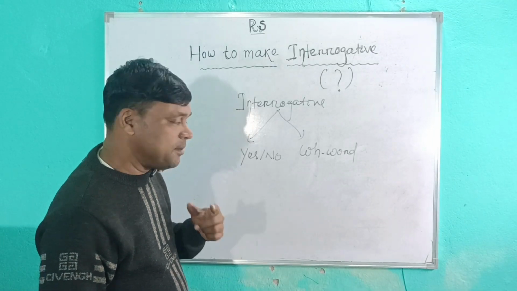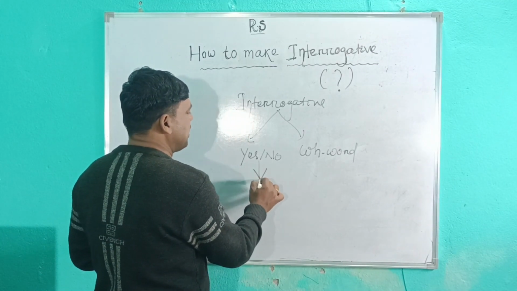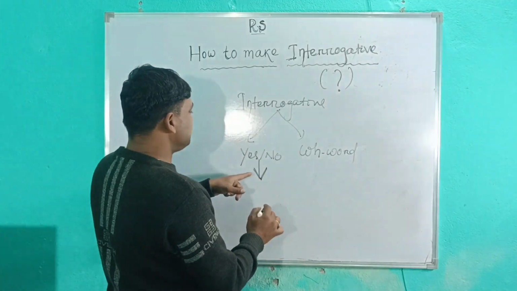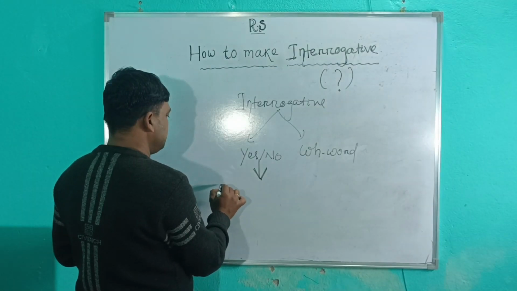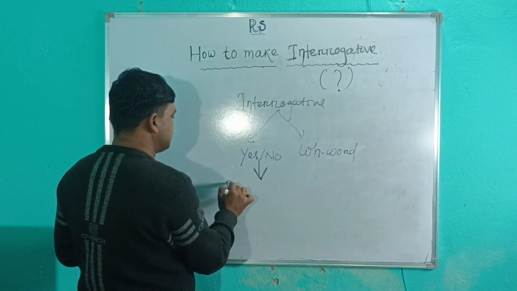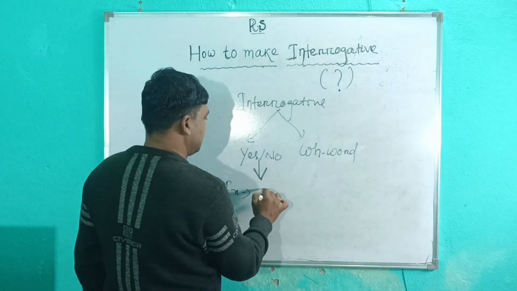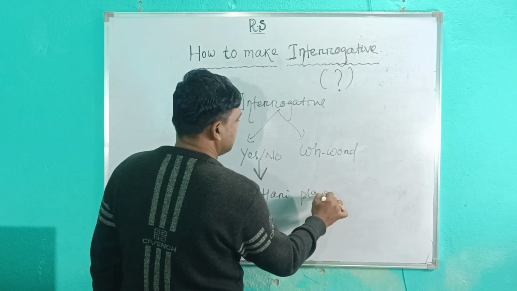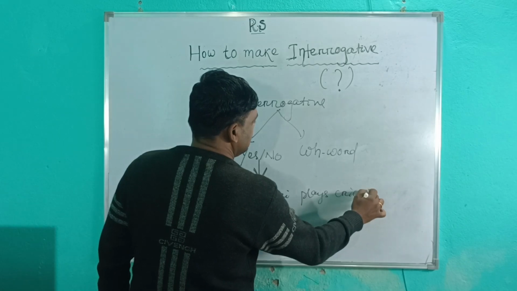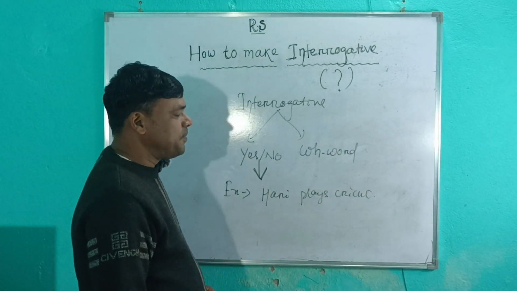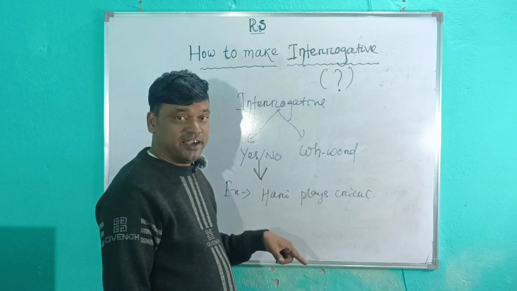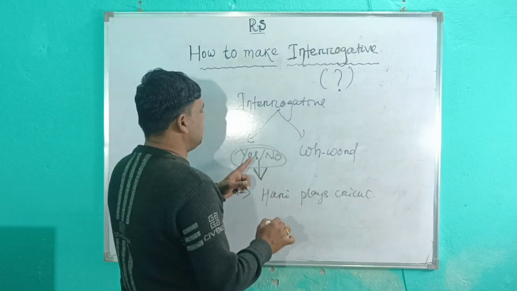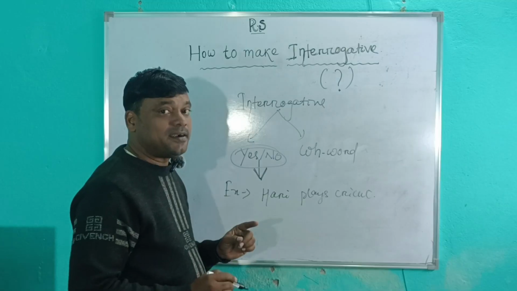So let's have some examples. How can we convert the sentence into yes no format, right? Here is the sentence: Hari plays cricket. This is the affirmative sentence. Then how can we change it into the interrogative form? In this way, how can we change into the yes no format, right?